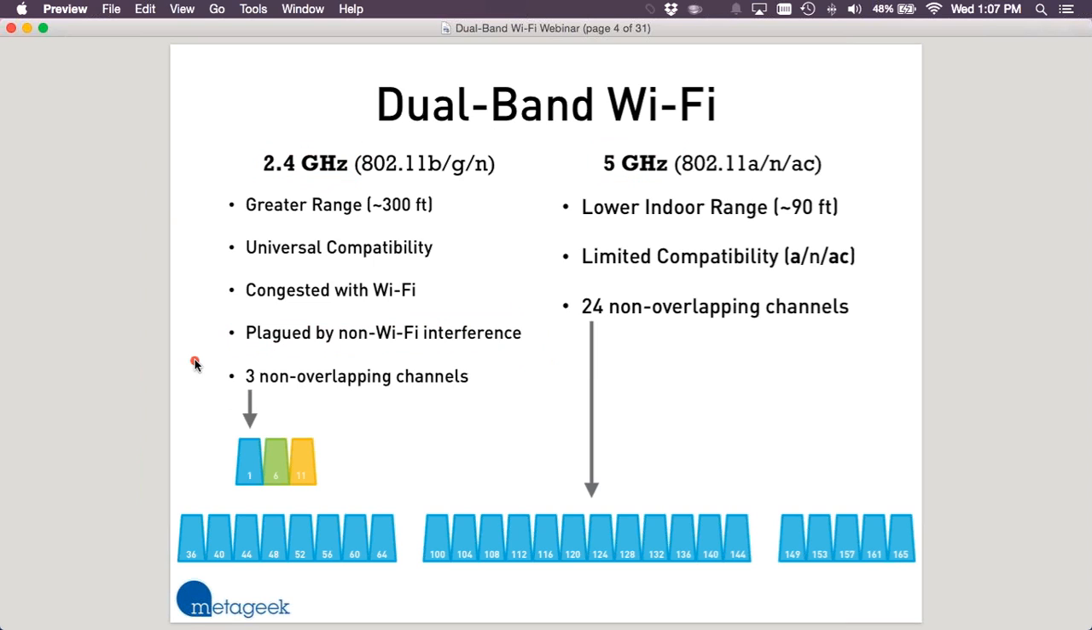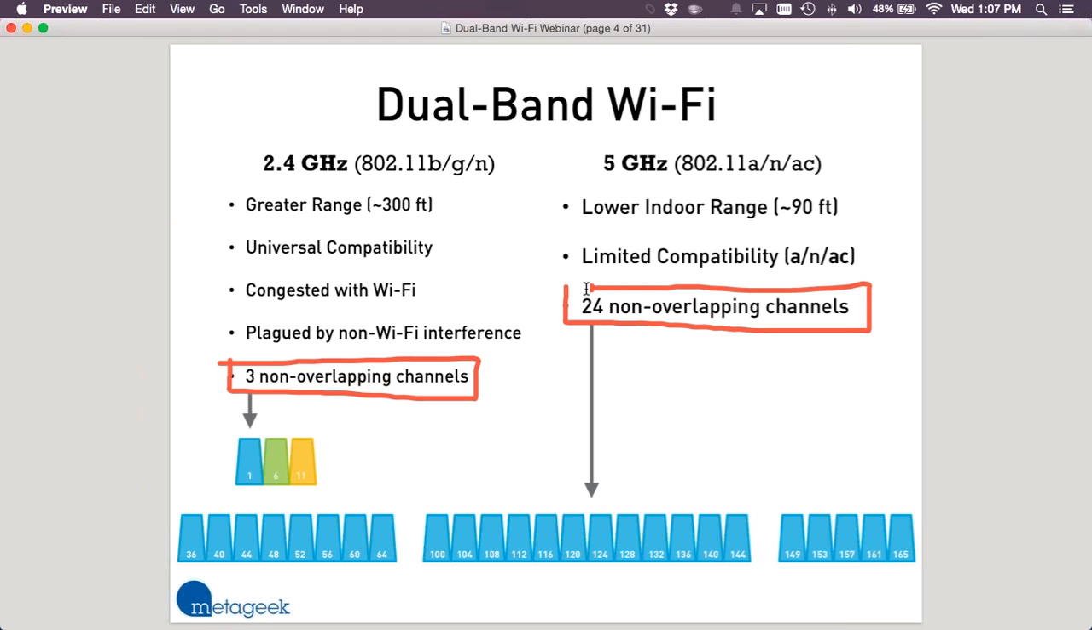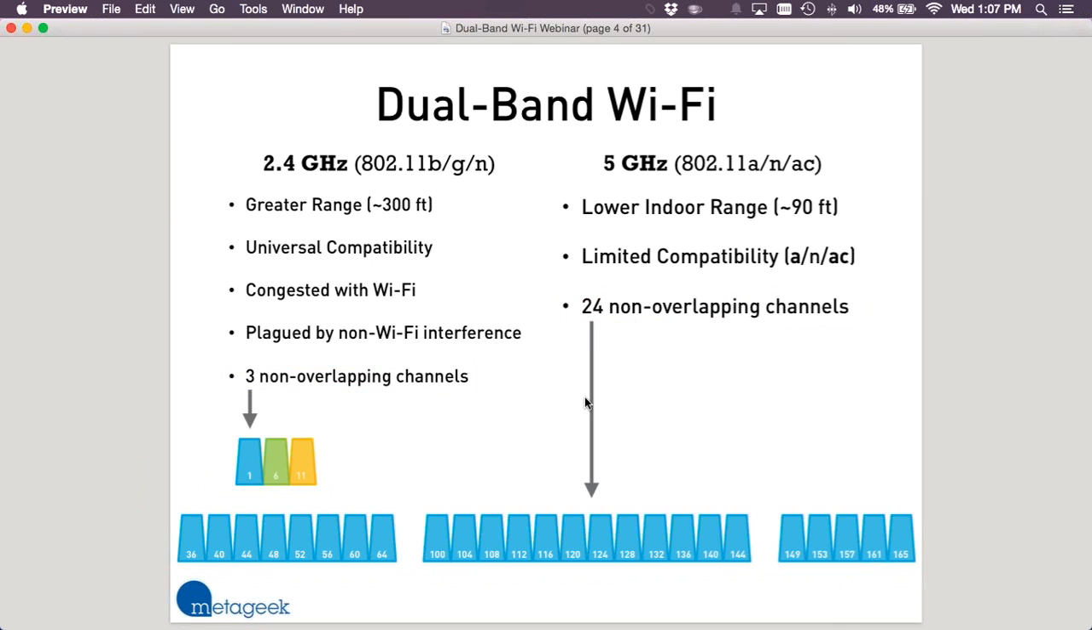And perhaps the worst problem with the 2.4 gigahertz band is that it has only 3 non-overlapping channels. There are only 3 channels that don't overlap, whereas the 5 gigahertz band has 24 non-overlapping channels. Just look at the difference in size between these two bands. The 5 gigahertz has a lot more room, a lot more space to support a lot more devices, and so we need to be sure that we're utilizing that.